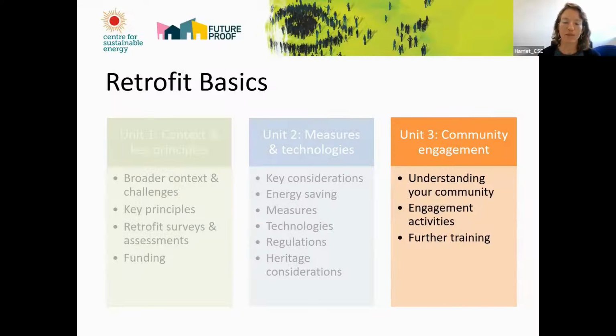Retrofit Basics is made up of 3 units. This is Unit 3, where we'll be focusing on community engagement, and hopefully you have watched Unit 1 and Unit 2 already. So in this unit, we'll be looking at understanding your community. What are the different engagement activities you can do in your community to encourage people to engage in retrofit activities? And then briefly, what further training you might look to if you're interested in going into retrofit in more depth.